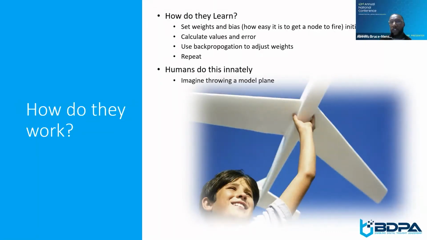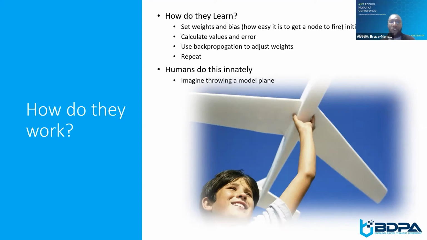So the first thing is set the weights and the bias. The bias is how easy the node is to get fired. Calculate the values and the error. Once you run the neural network, it will generate a value, and the value is always the thing you're trying to predict or categorize. When you have a neural network, you run it against test data, and that test data can be any myriad of data that you can find, depending on the data that you're using. That test data has a value that it is supposed to output, depending on what test data you are inputting into it.